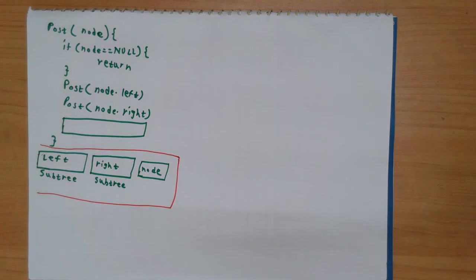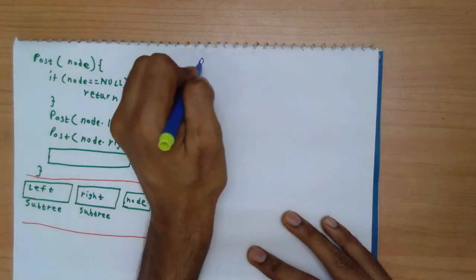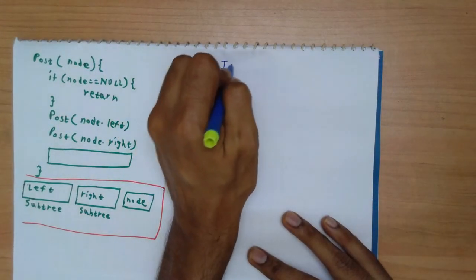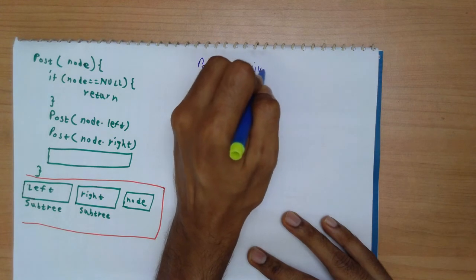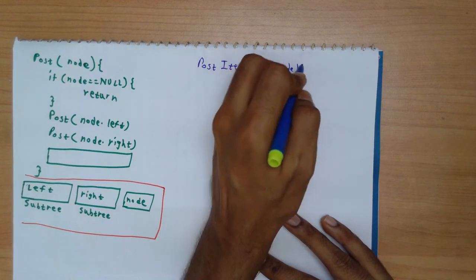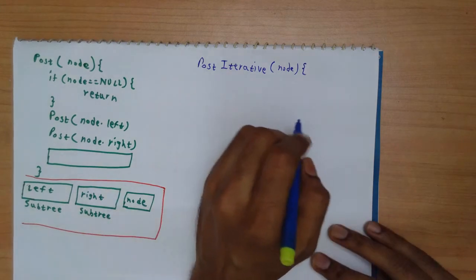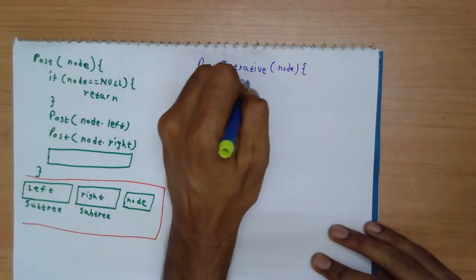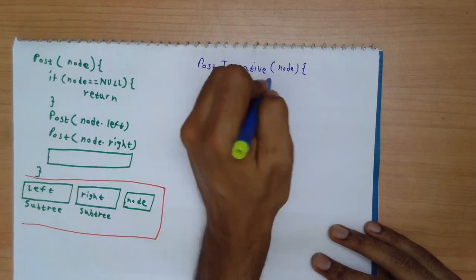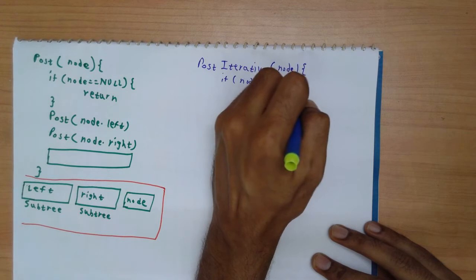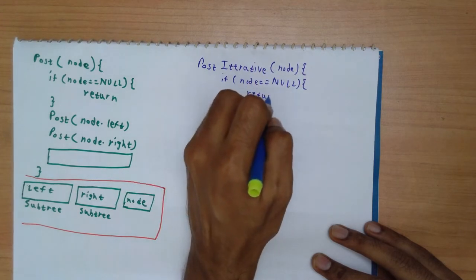So let's go and write the logic for our iterative post order traversal. I have post iterative, given a node. What will I do? I'll check if my node is empty, because if the tree is empty, there is nothing to do. So if my node is equal to null, in that case I should return.